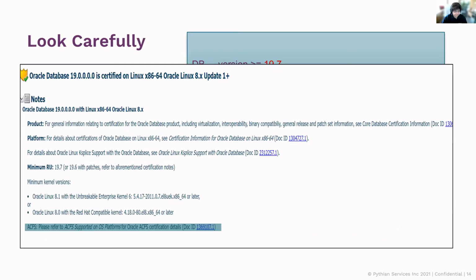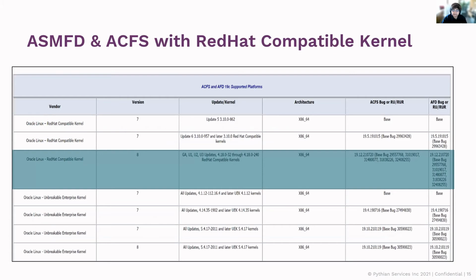Now, a very important note that is highlighted at the end is the ACFS note. It is a bit misleading if you just look at this, because this note does not talk about ACFS alone. It talks about AFD, your ASM filter driver, as well. This is where more restrictions can come in. If you look closely, if we choose the RHEL, the Red Hat compatible kernel, it says that ACFS 9.12 is certified, with AFD 9.12 is certified.